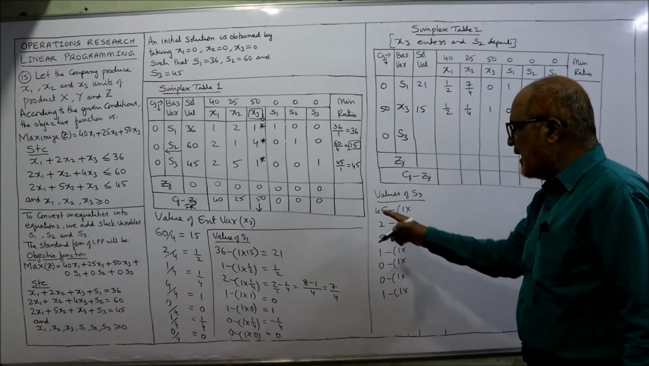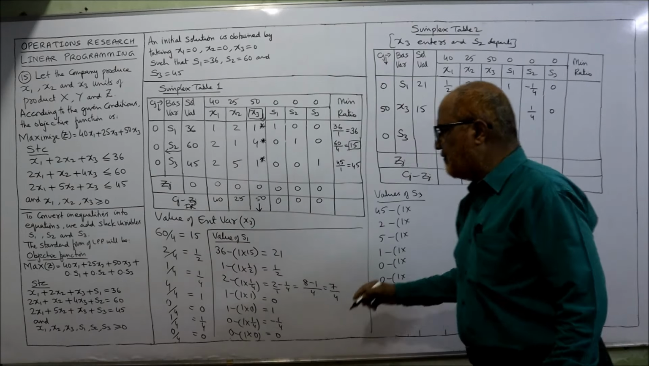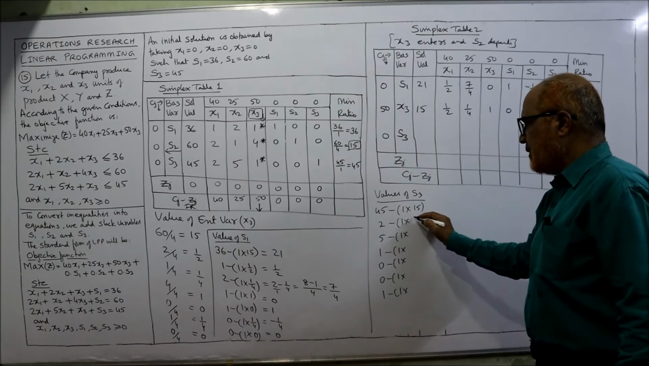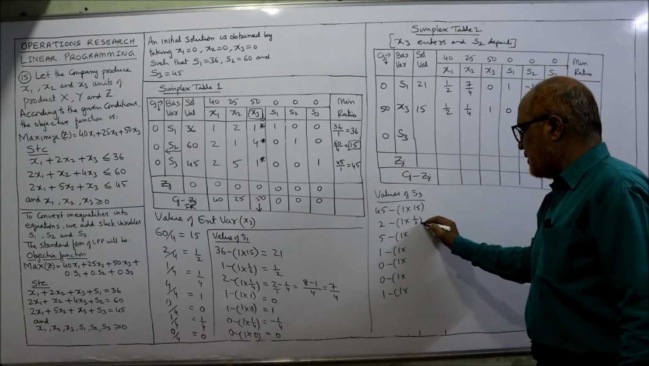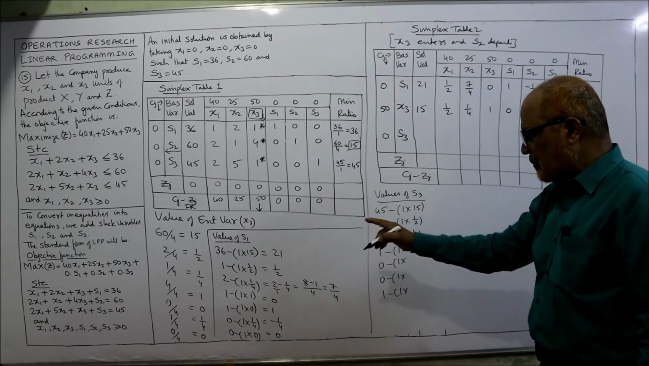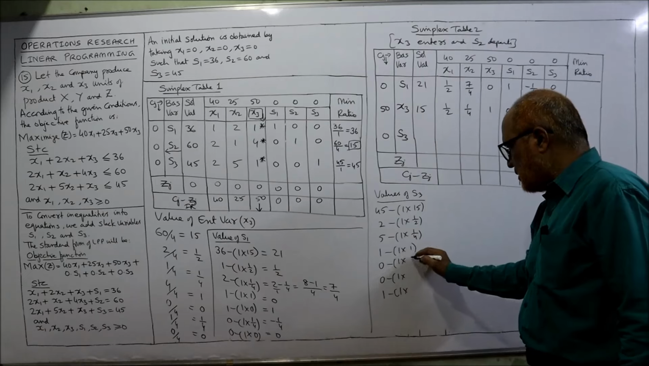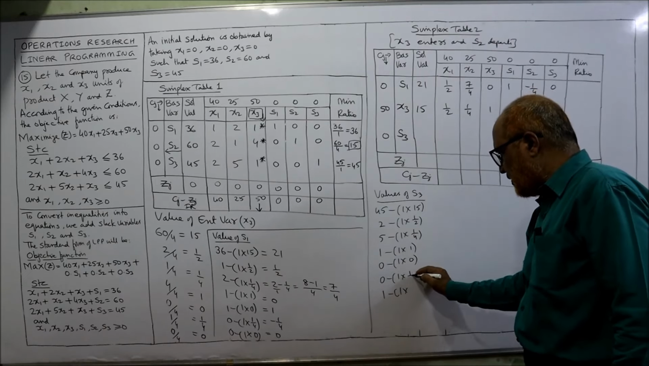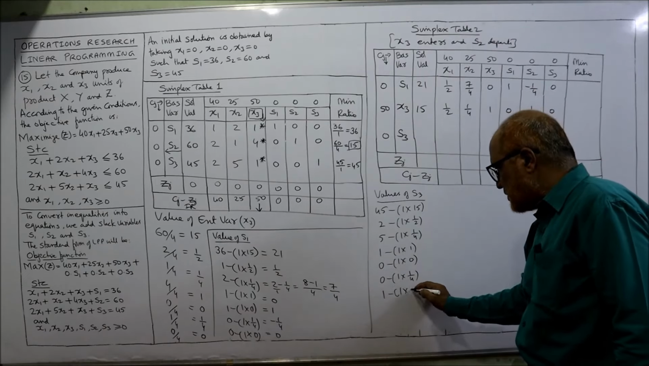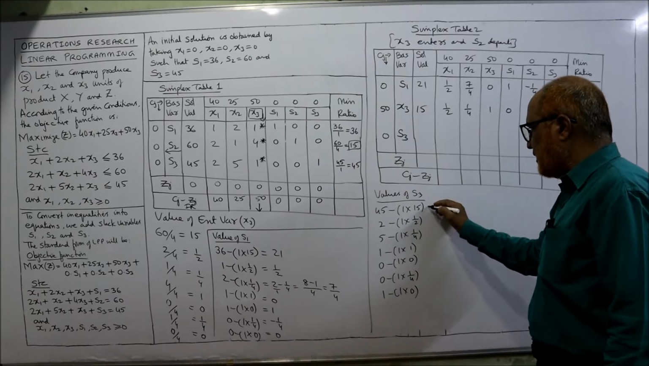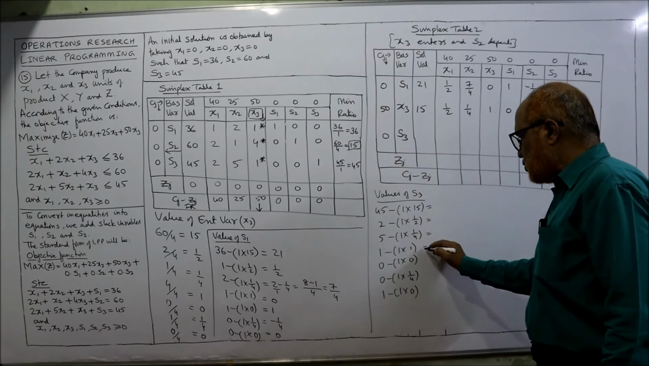Now, values of the entering variable. Entering variable are 15, then 1 by 2, next 1 by 4, next 1, then 0, then 1 by 4, and last one is 0. These are the values of the entering variable. Now we need to simplify.